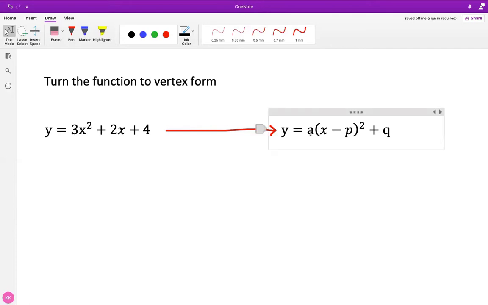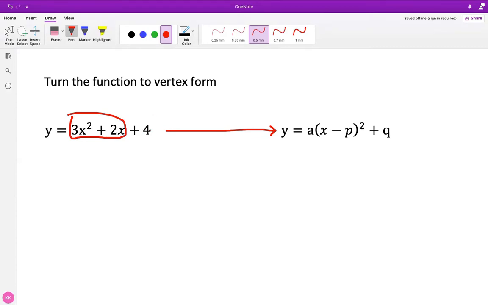Basically, the first step is that I need to factor out the 3 here because I want to get the bracket x minus something or x plus something squared. So the first thing I need to do is take out the 3, and I only do the factoring in these two terms. I'm not going to factor out this term because the q is outside the bracket. So I'm going to leave this term alone and just factor out the 3 from the other two terms.